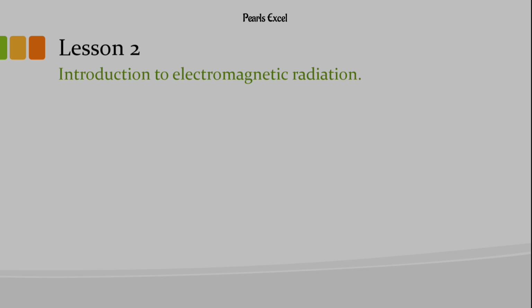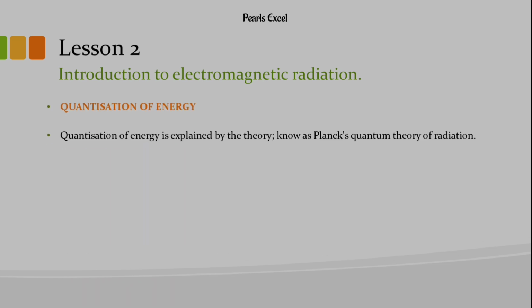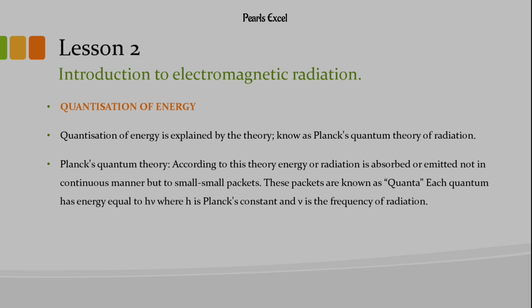Further, all this will be explained as quantization of energy. Quantization of energy is explained by the theory known as Planck's quantum theory of radiation. According to this theory, energy of radiation is absorbed or emitted not in a continuous manner but in small packets. These packets are known as quanta. Each quantum has energy equal to h nu, where h is Planck's constant and nu is the frequency of radiation. Their mathematical relations are mentioned below.